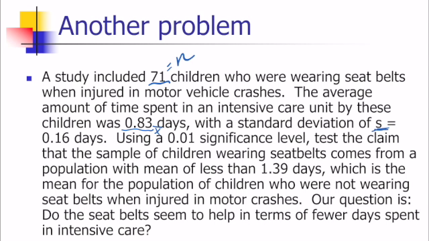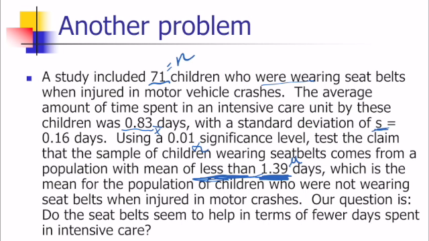Using a 0.01 significance level, that's our alpha, we want to test the claim that the sample of children wearing seatbelts comes from a population with a mean of less than, this is really important, 1.39 days. 1.39 days is the population mean for children who are not wearing seatbelts. So up here we had children who were wearing seatbelts. This mean of 1.39 days is for children who are not wearing seatbelts. Our question is, do the seatbelts seem to help in terms of fewer days spent in intensive care?